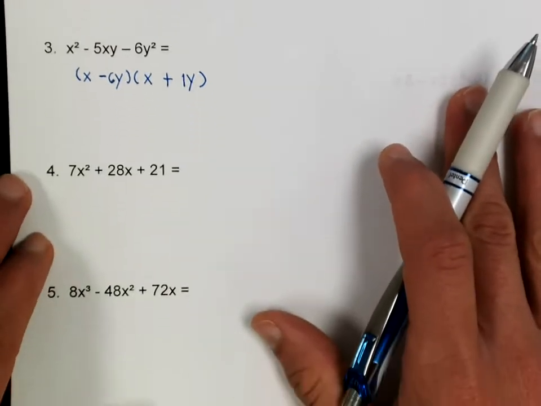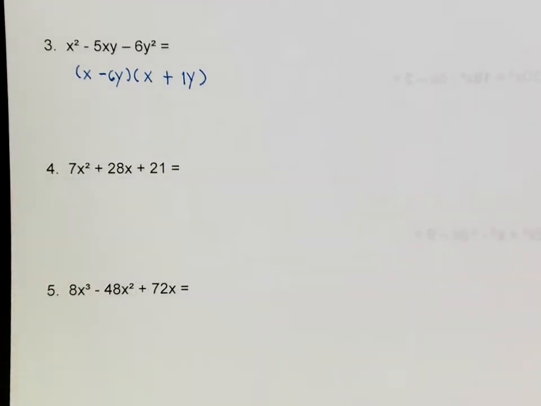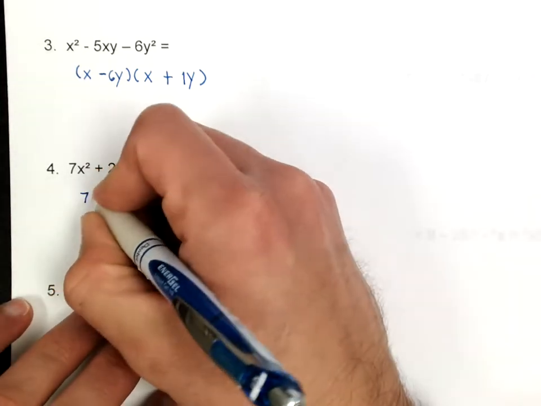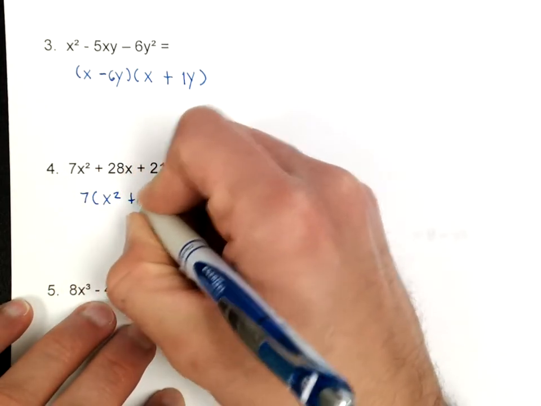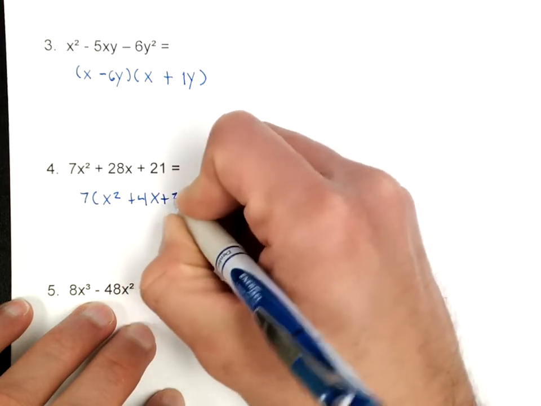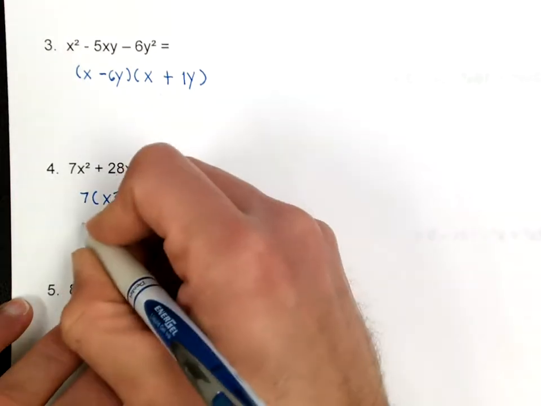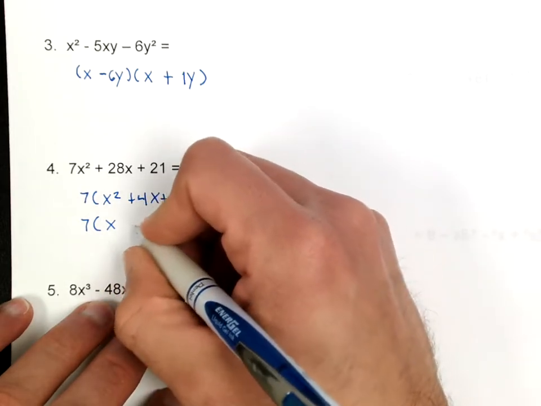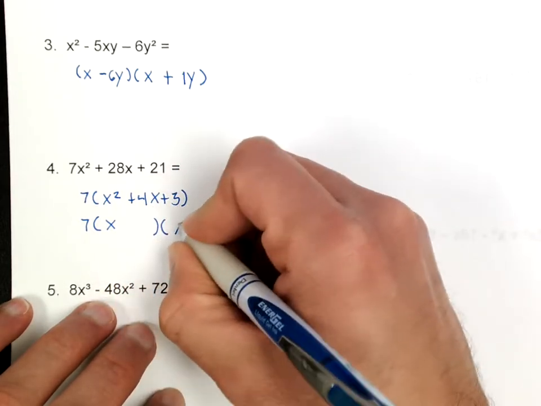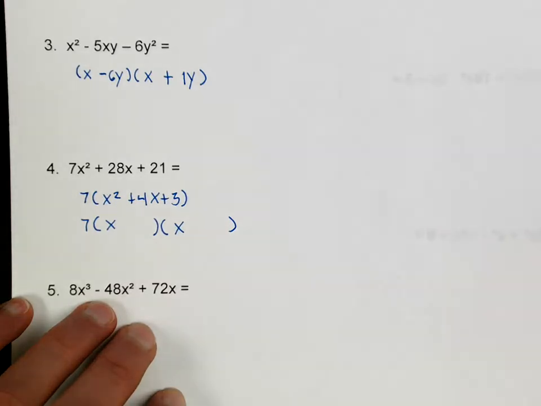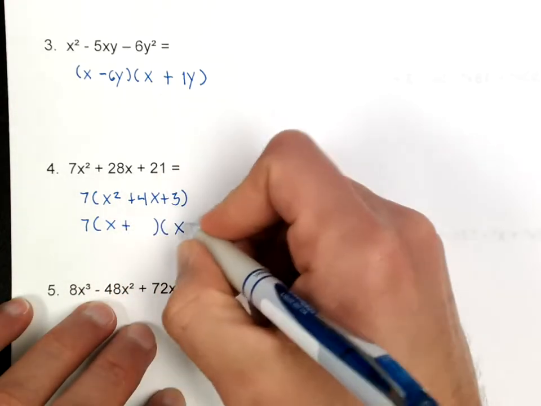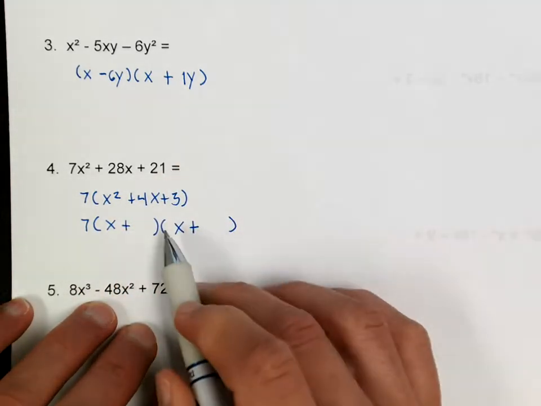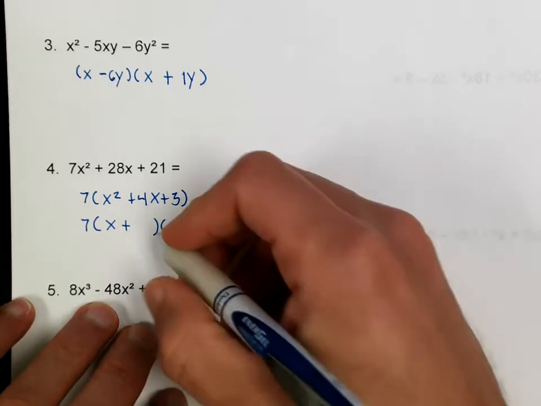On number 4, again, always look for your greatest common factor. In this case, we have a common factor of 7. So you have x squared plus 4x plus 3, and now I'm going to go ahead and just factor this. Remember, if the last term is positive, that means that you have the same sign. Not only that, because the middle term is positive, both of these have to be positive. Factors of 3 that add up to positive 4: 3 and 1.